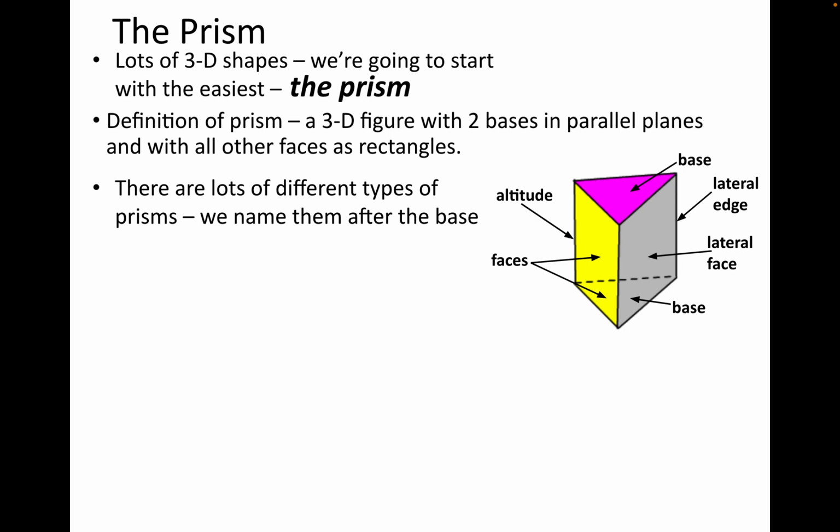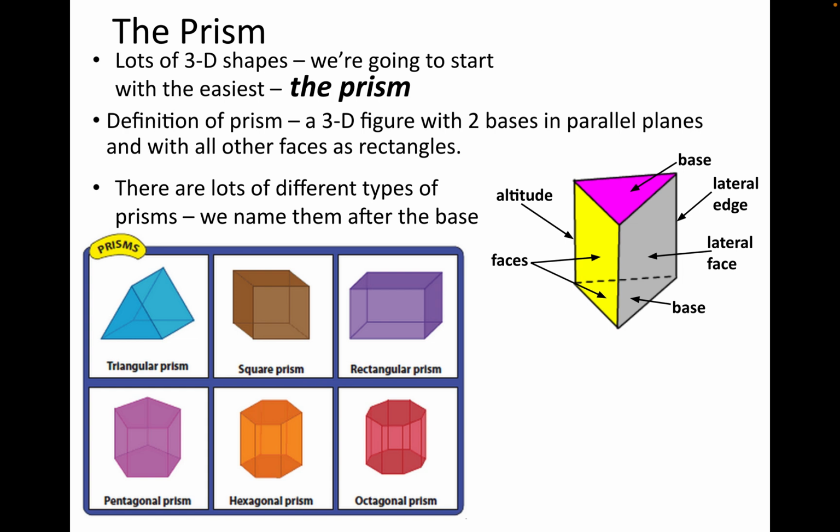And there are lots of different types of prisms, and we name them after the base. So the example here would be a triangular prism because the shapes that make the bases are triangles. You can have a square prism, a rectangular prism, a pentagonal, a hexagonal, an octagonal, whatever. Any of the shapes we've learned in the past, any polygon, you can make into a prism.